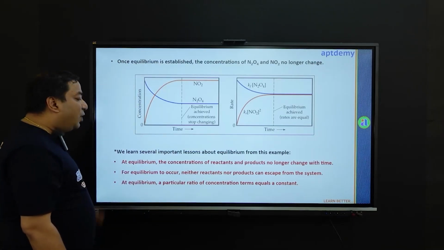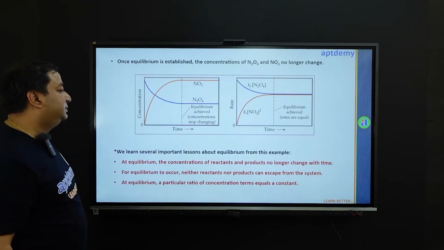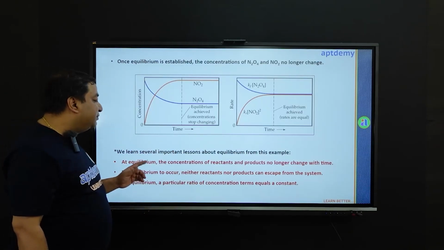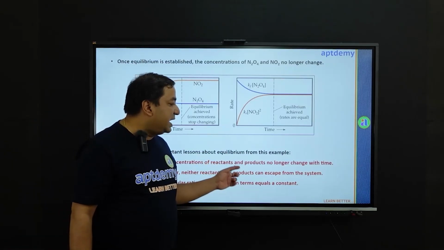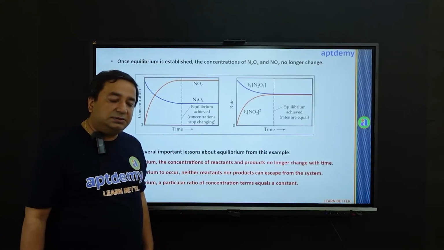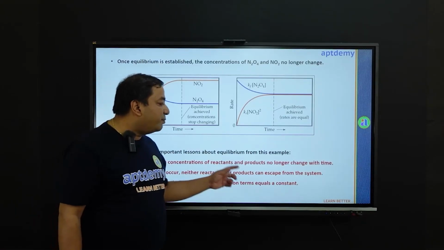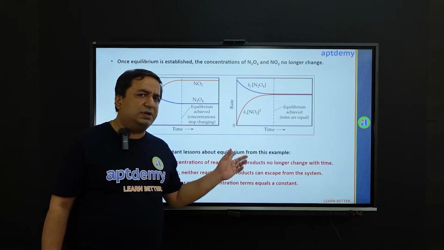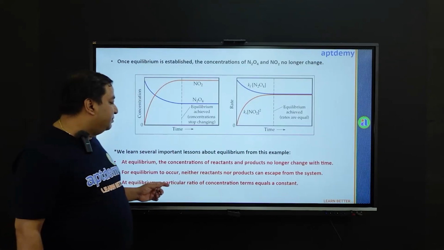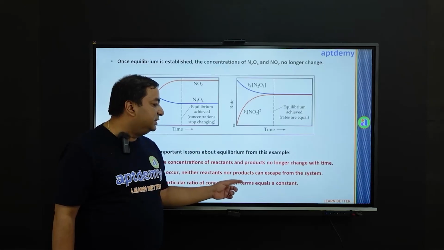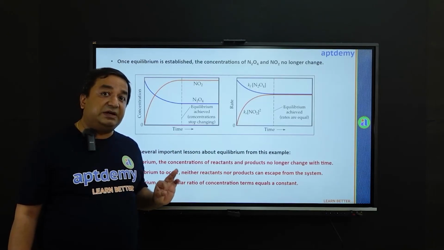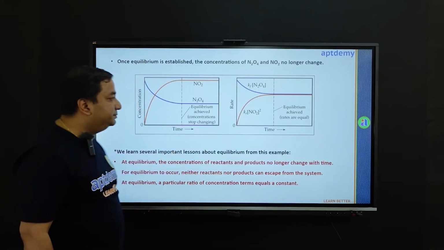Okay. So what lessons have we learned from these previous slides? The first one: at equilibrium, the concentration of the reactants and products no longer changes with time. For equilibrium to occur, neither reactants nor products can escape from the system. That is why it is called a closed system, or a sealed tube is always used. At equilibrium, a particular ratio of concentration terms equals a constant. Okay, and that constant will have a specific value for a particular temperature.